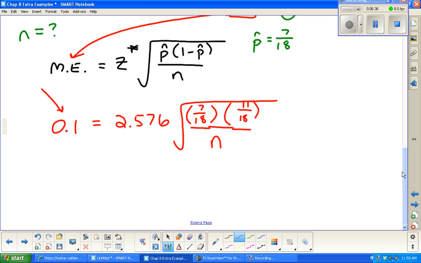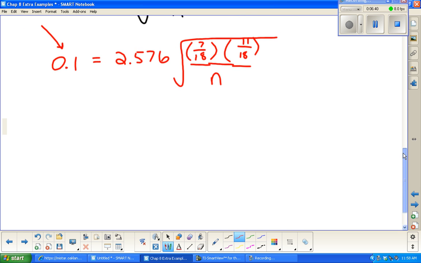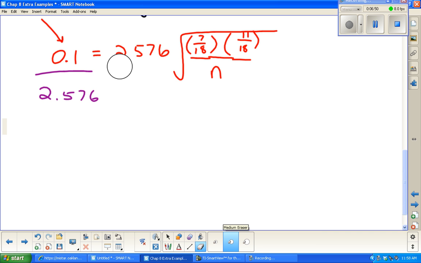Let's go ahead and divide both sides by 2.576. Dividing the right side by that will cause it to cancel out. So we have 0.1 divided by 2.576 equals the square root of something. Our variable is buried under a square root, so let's go ahead and square both sides.